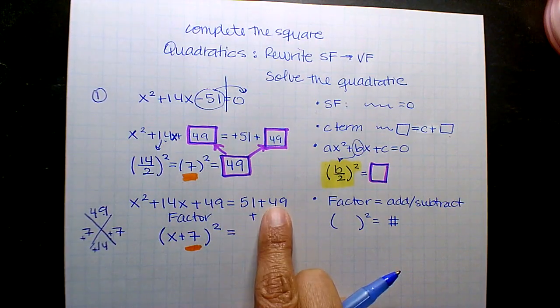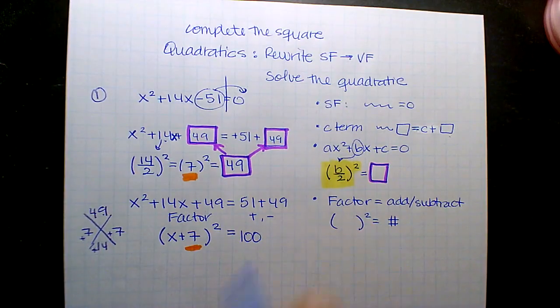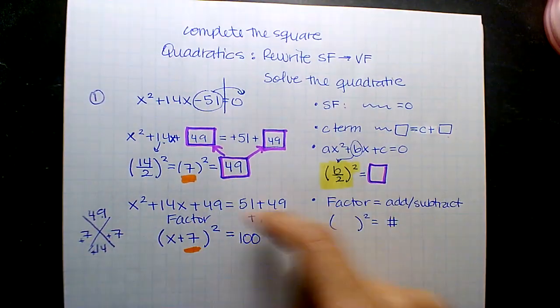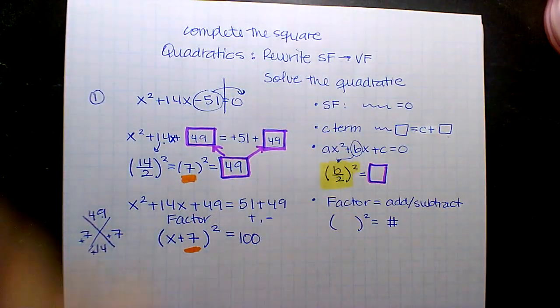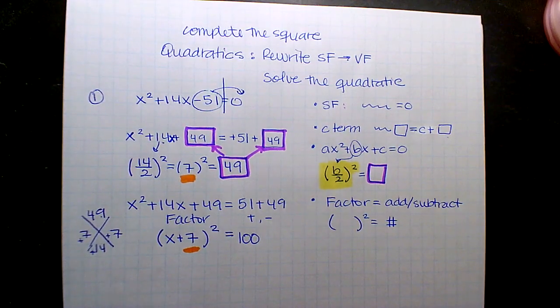Okay, and now what's 51 plus 49? 100. Yeah? So I'm writing a lot, but you could definitely skip. You guys can see you can skip steps and condense the writing. Okay, now you are almost done. This is an awesome place to be.